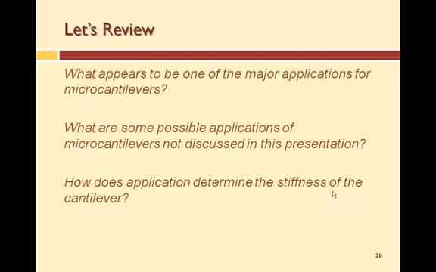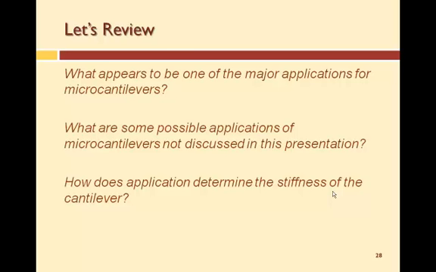Okay, so what are some other applications maybe that weren't discussed in the presentation? I mean, you mentioned the deformable mirror. That's kind of along the lines. Can you guys think of anything? Energy harvesting. How would that work?